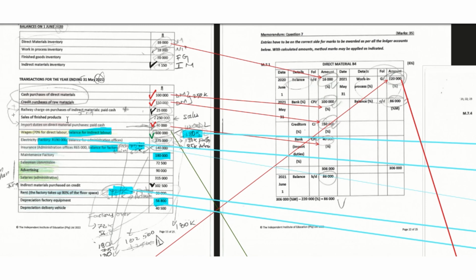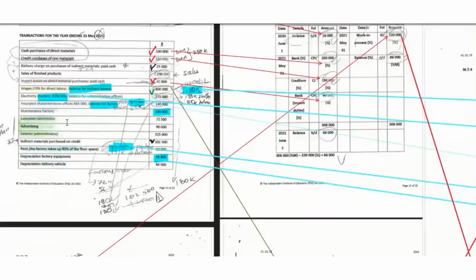Sales of finished product is also provided to us. Import duties of material purchased was paid cash. Direct material. This import duty needs to be added to the 250 above because these are part of the same thing. Wages, but now you got to be careful.